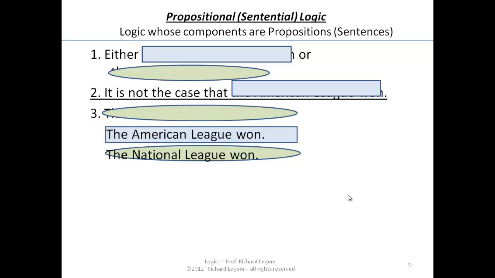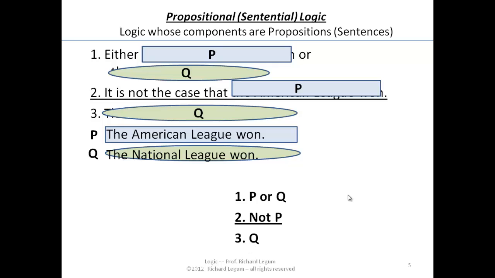Notice either something or something else. Not the case the first thing, therefore the second thing. Replace those, the American League won, or the rectangles now with P's, representing the proposition. The National League won, or the ellipse, is the circles with the letter Q. So we see that the pattern of inference is first premise P or Q, second premise not P, therefore Q.